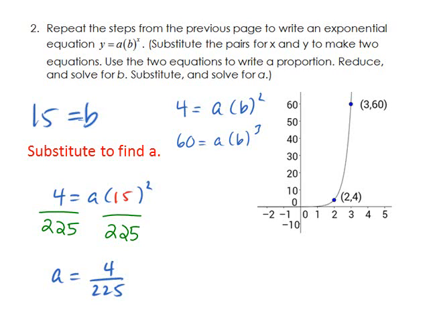Now the goal of this problem was to write an equation for the graph, so I still have to write my equation. So plugging in the values I just found for a and b into y = a times b to the x, I get y = 4 over 225 times 15 to the x power.